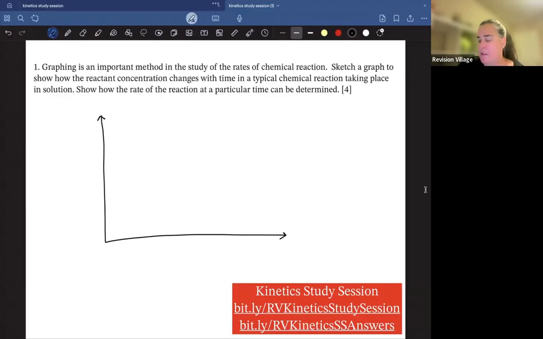If we wanted to know how the concentration of a reactant changed with time, we would expect that the reactant's going to be used up. So we would draw usually a nice exponential decay curve. That's like our default shape. It obviously shouldn't cross the x-axis. The concentration should not be a negative number.